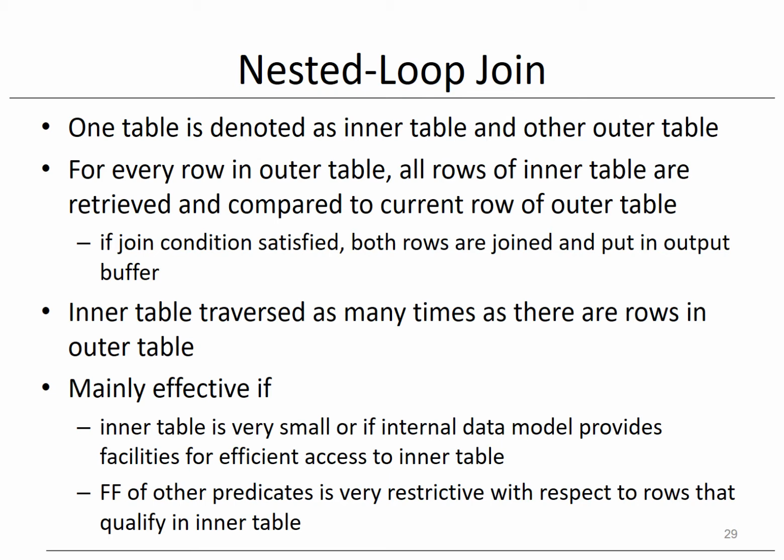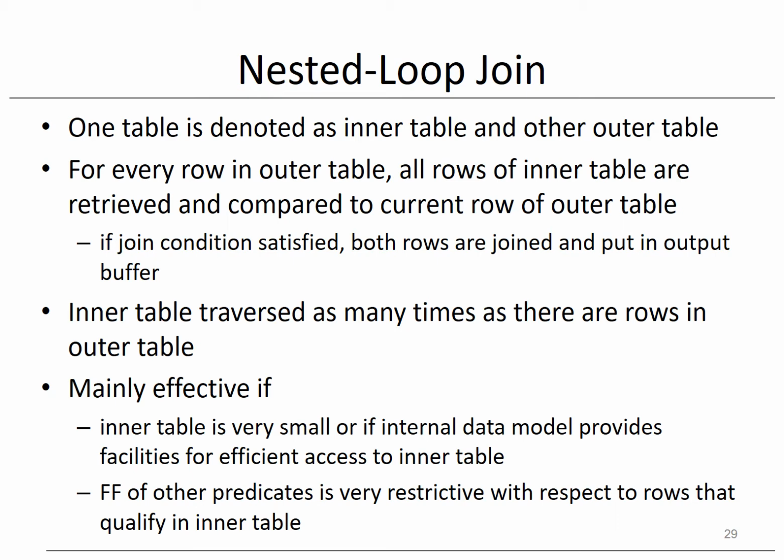With a nested loop join, one of the tables is denoted as the inner table and the other becomes the outer table. For every row in the outer table, all rows of the inner table are retrieved and compared to the current row of the outer table. If the join condition is satisfied, both rows are joined and put in an output buffer. The inner table is traversed as many times as there are rows in the outer table.